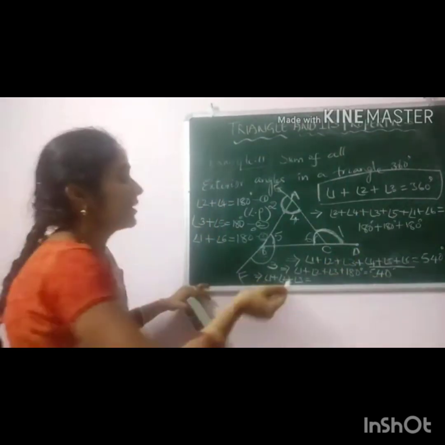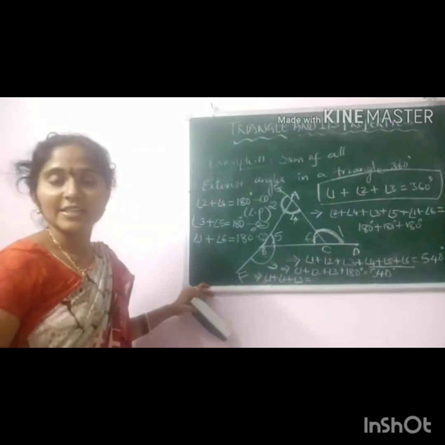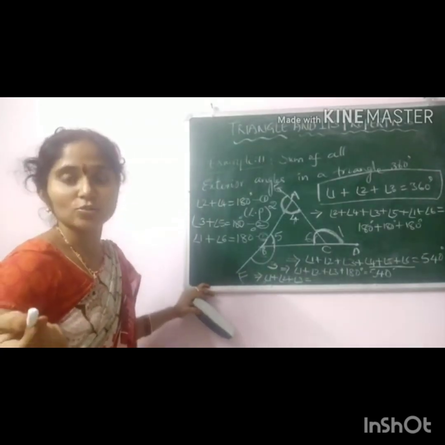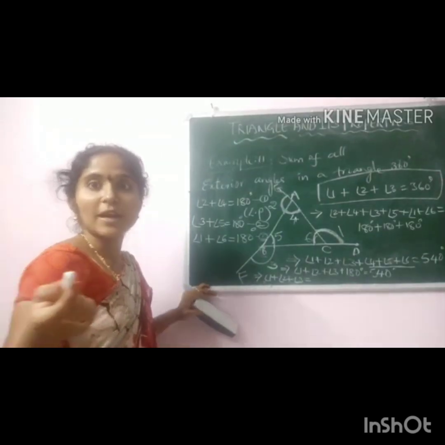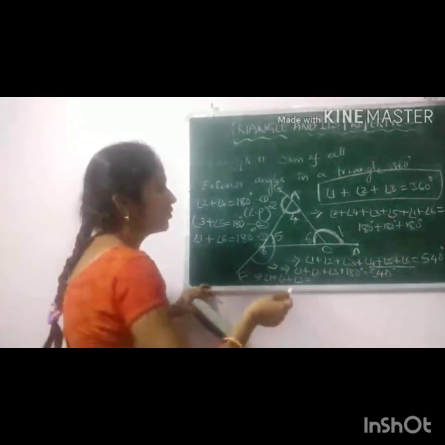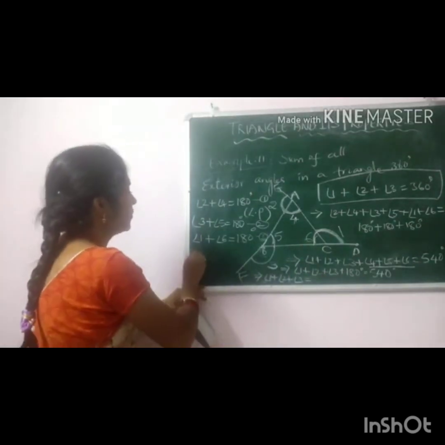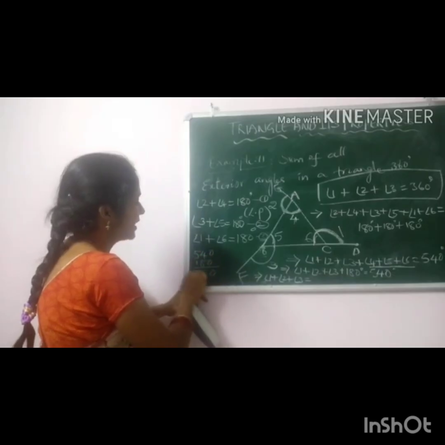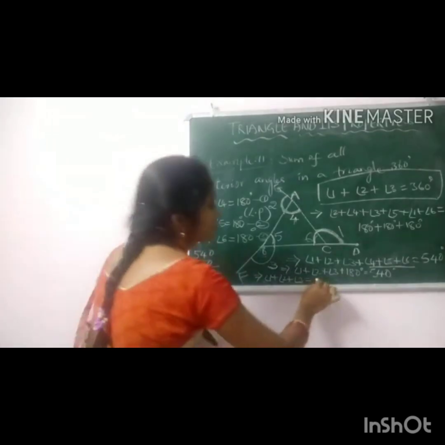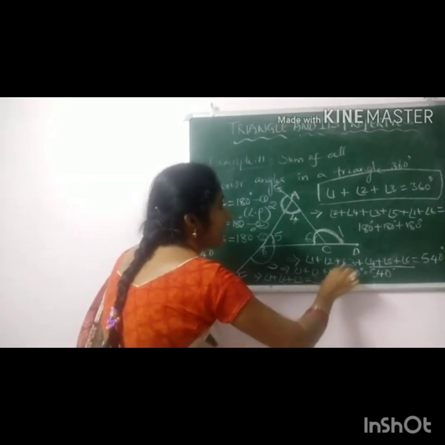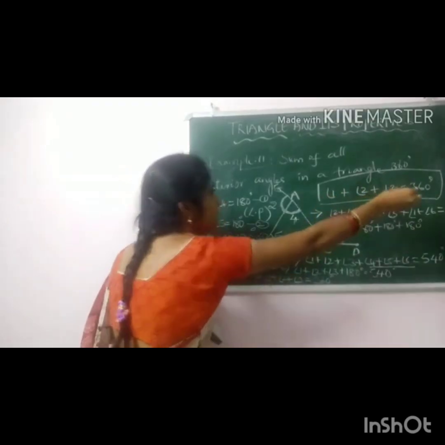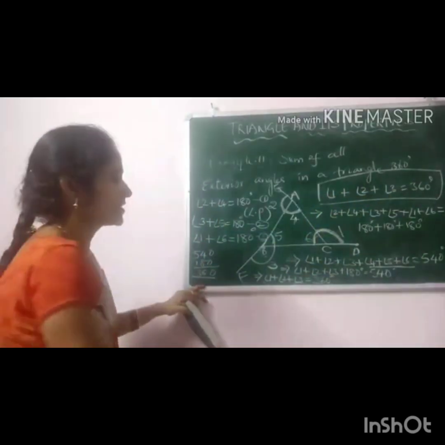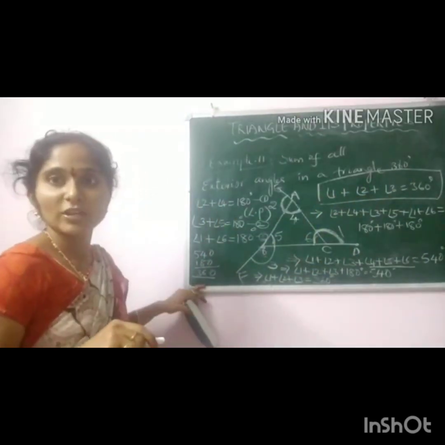Transposing the left-hand side value to the right-hand side, it changes the sign. So plus 180 degrees becomes minus 180 degrees. So, 540 minus 180, how much? 360. So, angle 1 plus angle 2 plus angle 3 equals 360 degrees. Hence proved. This one only we need to prove.